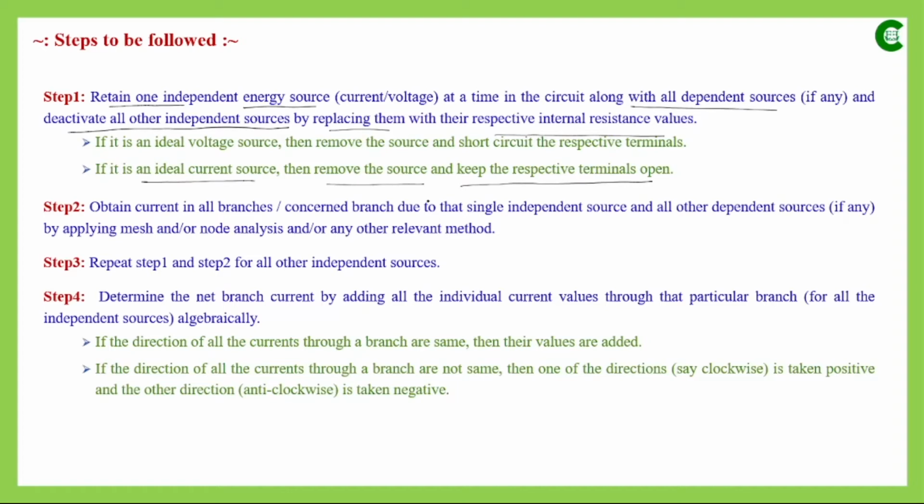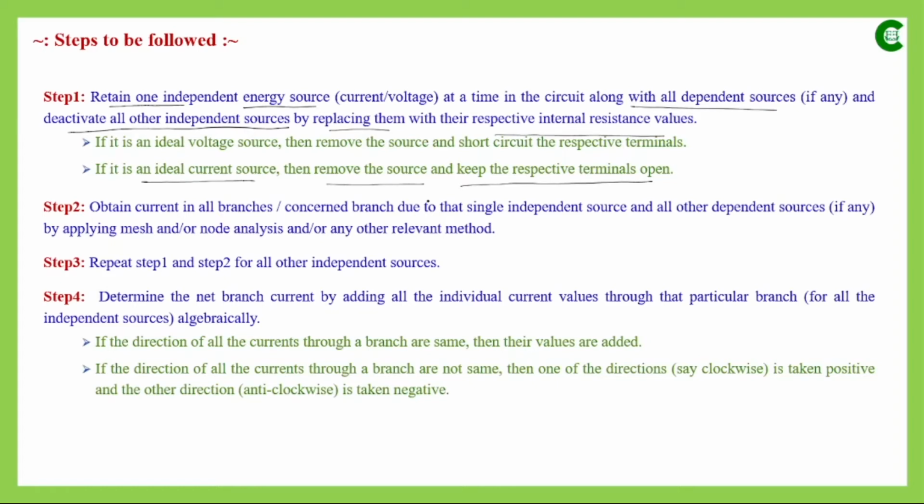Otherwise, if you want to find the voltage drop across any concerned branch, then we will add all those individual voltage values that we have found for all those independent sources. Now here I am saying that algebraically we will add all those current values and voltage values. So what does it mean algebraically?